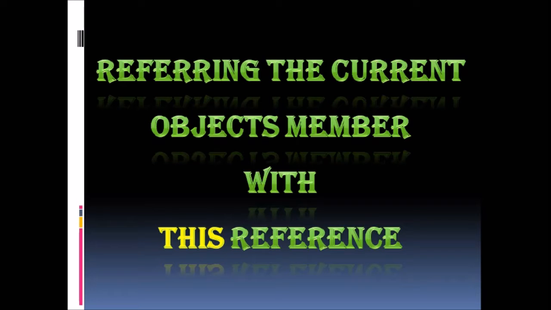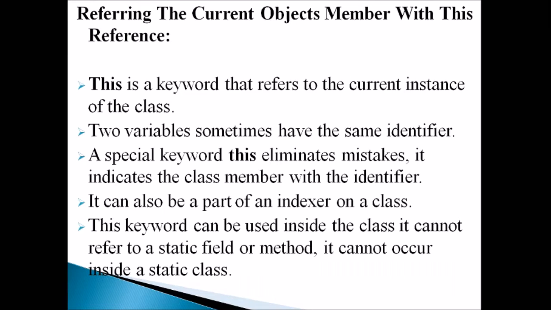Welcome back everyone. Today in this class let us see how to refer the current object's member with the this reference. Here, this is nothing but a keyword which refers to the current instance of the class. So the this keyword is going to refer the current instance or current member of the particular class.